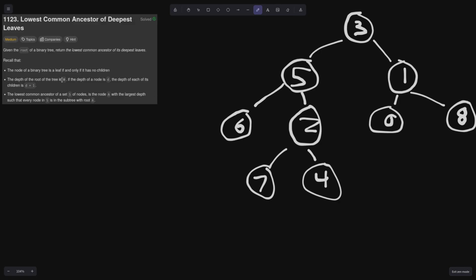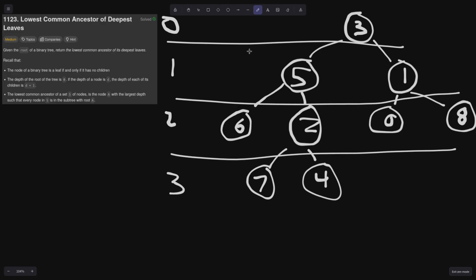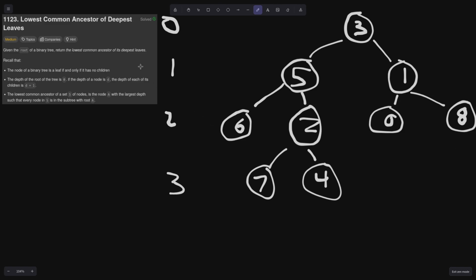The depth of the root of a tree is 0, and the depth of each of a node's children is plus 1. So if these are all leaves, and we have a little number line here, these are the depths. At each level, they're assigned these depths. So 3 has a depth of 0, and so on. Also, the lowest common ancestor of a set of nodes S is the node A with the largest depth, such that every node in S is in the subtree with root A.